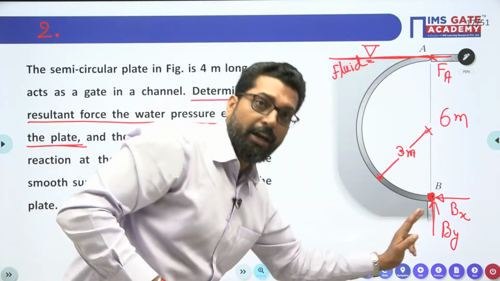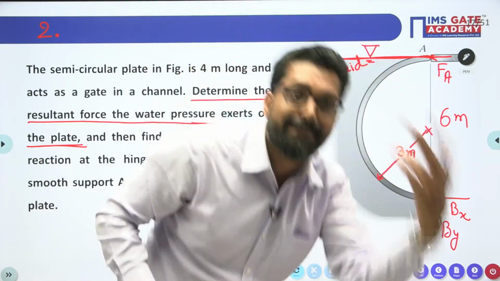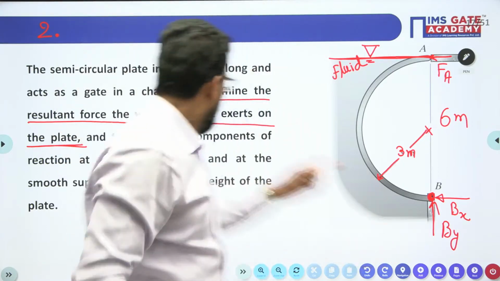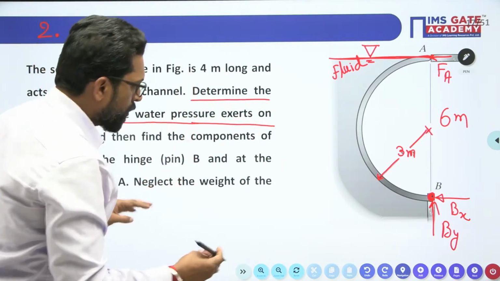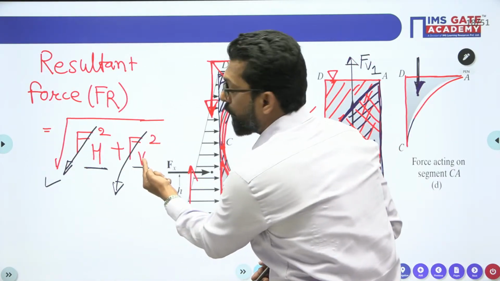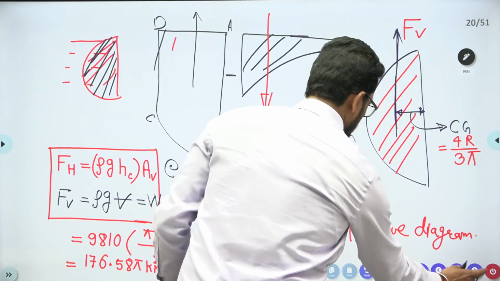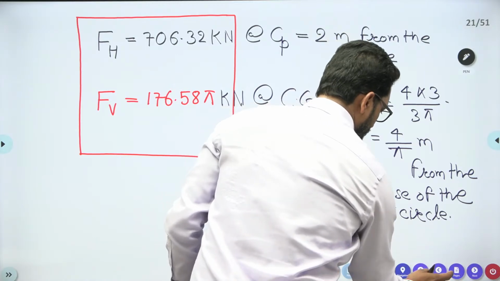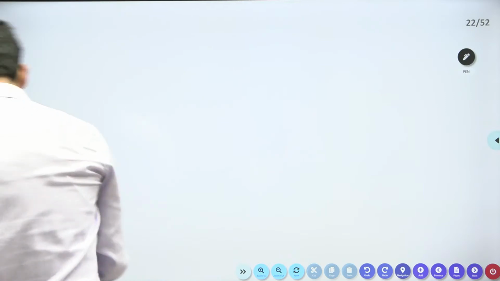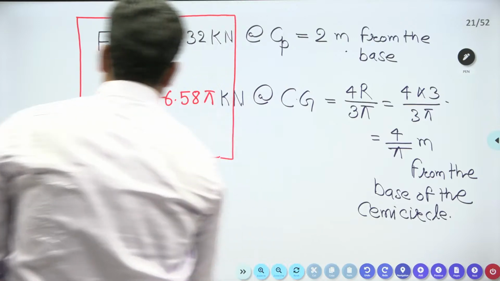It is a curved surface, so there are 2 forces: net horizontal force and net vertical force, and by taking the square root of the sum of their squares, you calculate the resultant force. So for the resultant force, you have to calculate the horizontal force and the vertical force. Now, beta, that means the free body diagram. We just calculated the resultant force. So what is the resultant force?